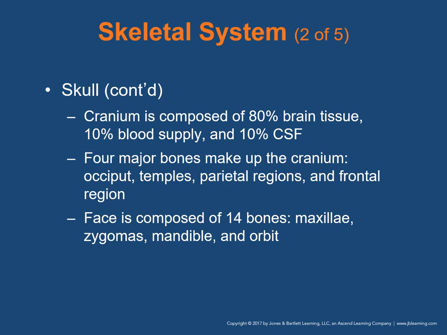You have the occiput, which is the most posterior portion. In other words, it's the back of the skull. The temples or temporal regions, which are the lateral portions on either side of the cranium, and the parietal regions, which are between the temporal regions and the occiput. The frontal region is the forehead.